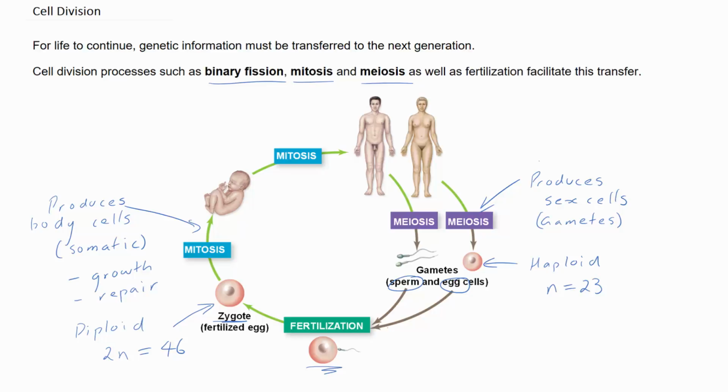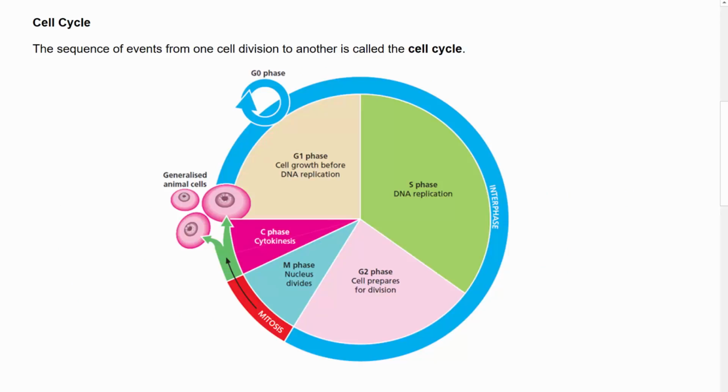Mitosis then results in cell divisions so that we can grow into mature adults and then produce gametes through meiosis, and the process continues again through a cycle. The sequence of events from one cell division to another is called the cell cycle. The stage in which cells are actively dividing and producing new cells is called mitosis, represented by this red portion of the cycle here. And as you can see, it's only really a small portion of the cell cycle.